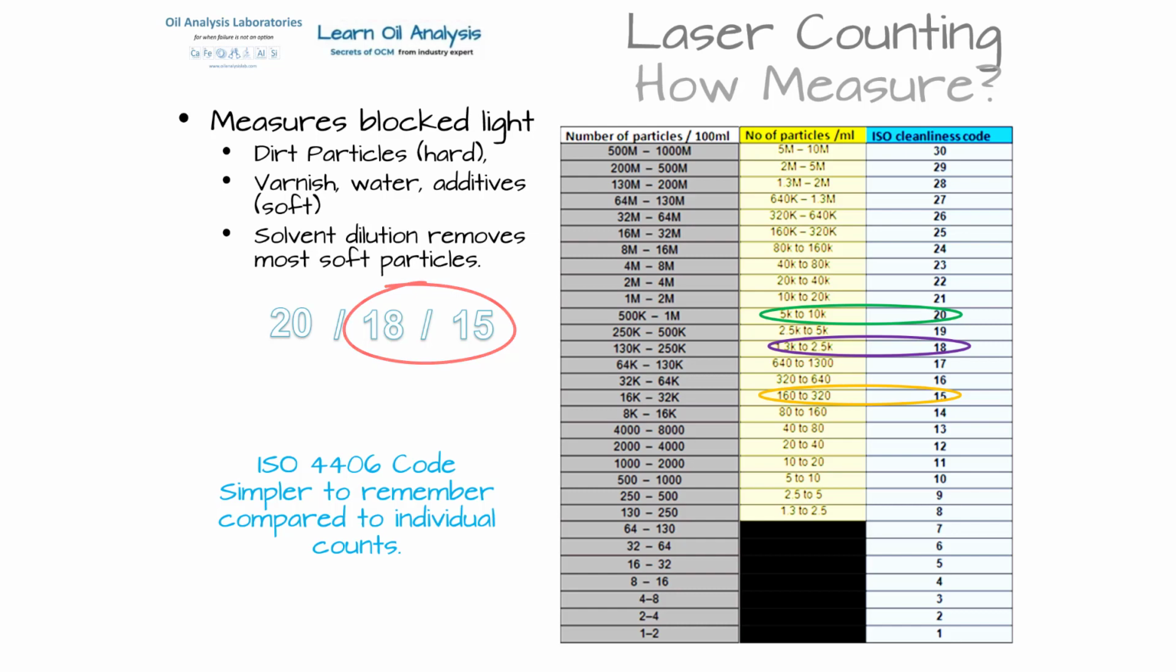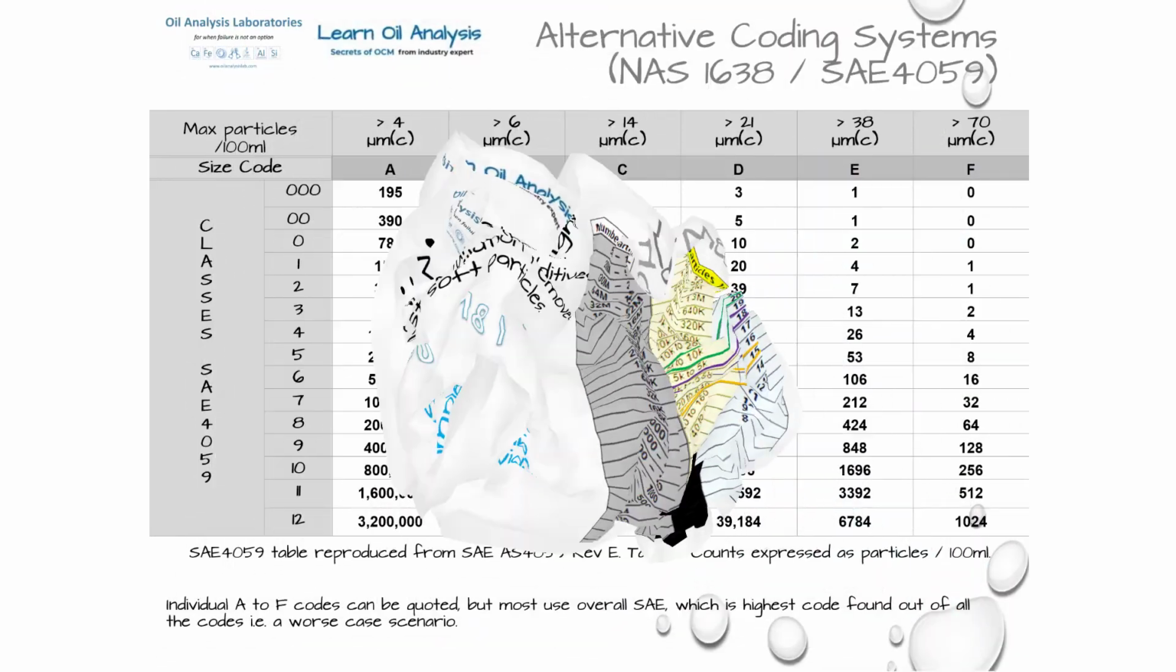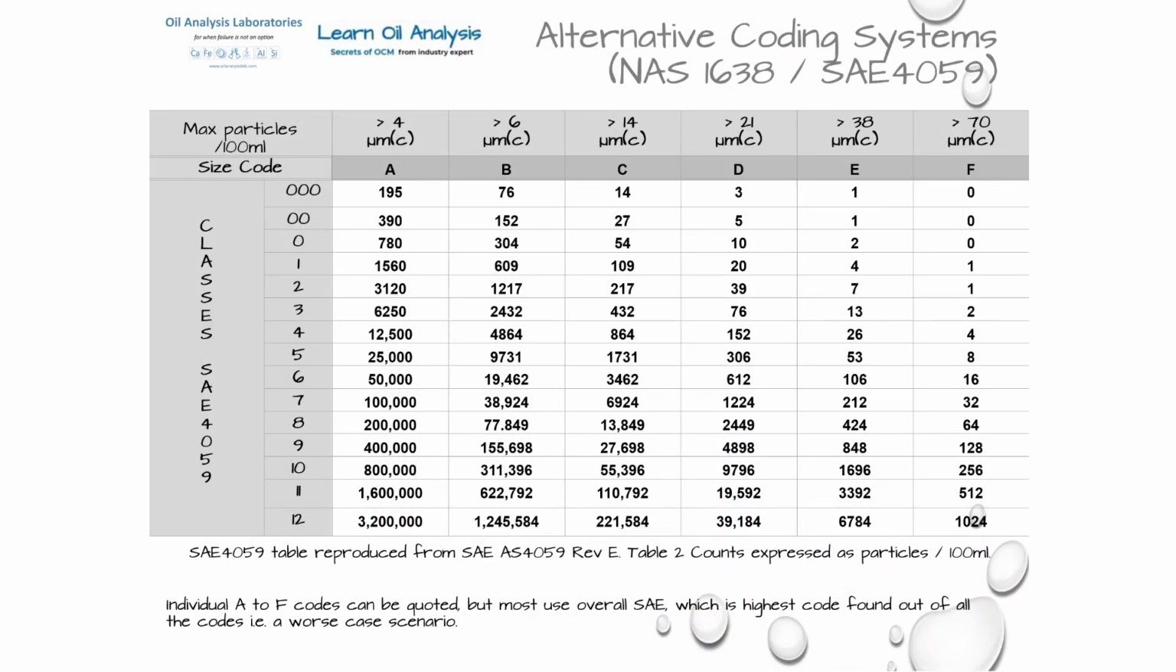Many people work in ISO codes with the 4, 6 and 14 micron counts. But for completeness, there is a rival system called SAE4059, which replaced the old NAS1638 system, which comes from the aviation industry and works on worst case scenario and a single code or class. The classes all work on a per 100 ml, i.e.